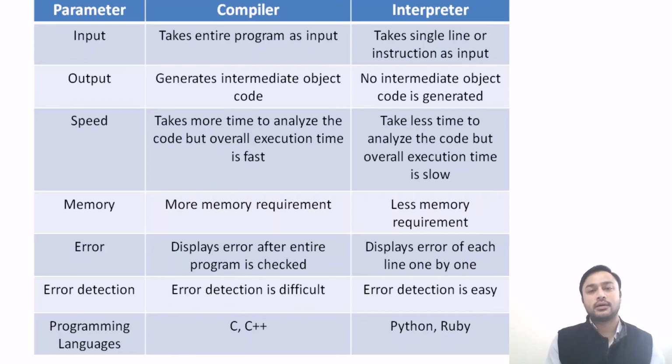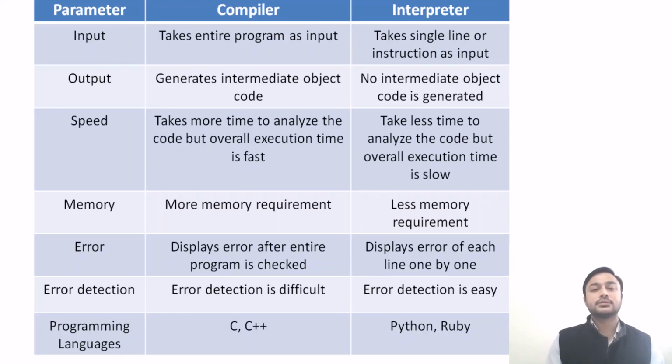So overall execution time is slow because it is line by line conversion into machine language, whereas in case of compiler it is taking the whole program as an input and then after compiling it executes. So overall there is a fast execution in case of compiler, but in case of interpreter it is slow. Overall execution is slow.